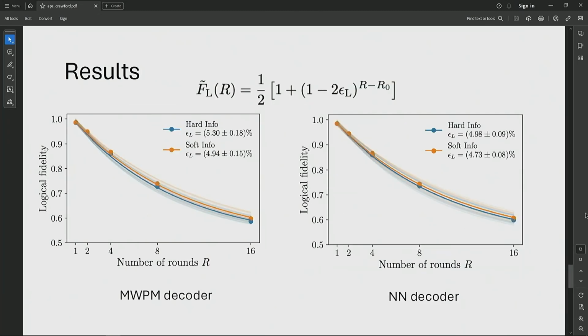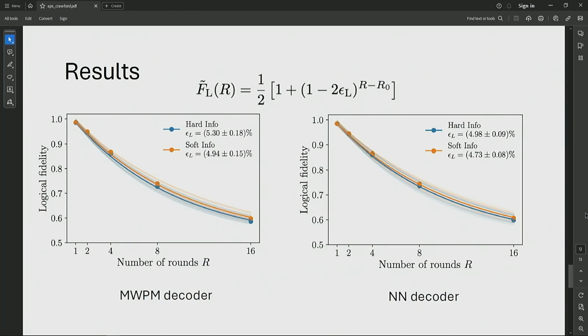So finally, our results are here, with the minimum weight perfect matching decoder on the left, the neural network decoder on the right. In both cases, on the x-axis, we have the number of rounds in the quantum memory experiment, and on the y-axis, we're showing the logical fidelity, so the proportion of the time that the corrected logical measurement is correct. And what we can see in both cases is that the decoder using just the hard information, in both cases the blue line, performs slightly worse than the decoders using the soft information, the orange lines. And so we have obtained an improvement in the logical performance using the soft information.